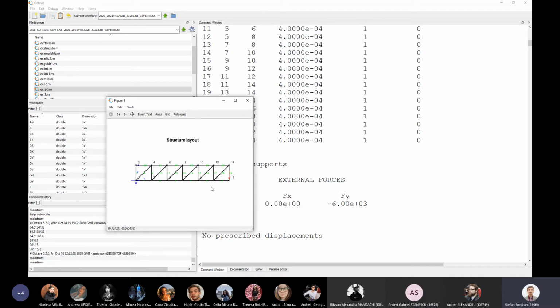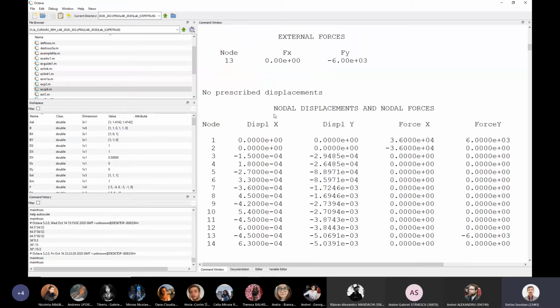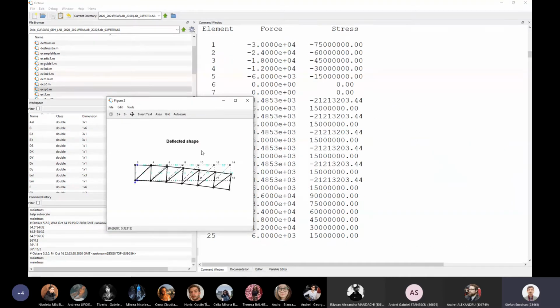And this is a point which is fixed along both directions. It's a fixed articulation. This one is simply supported just along x, you can see. And here we have a force in this node for this particular problem. Of course, then you have the displacements, in meters again.